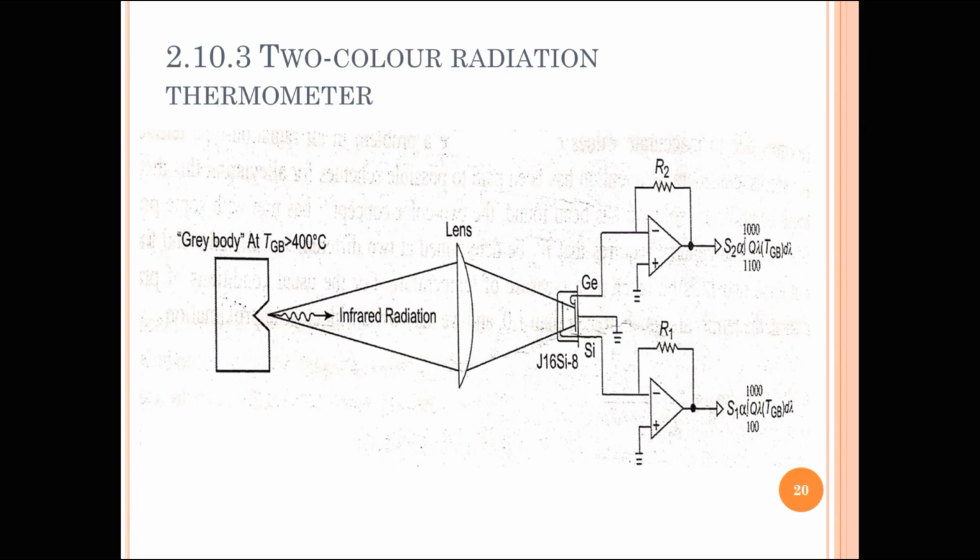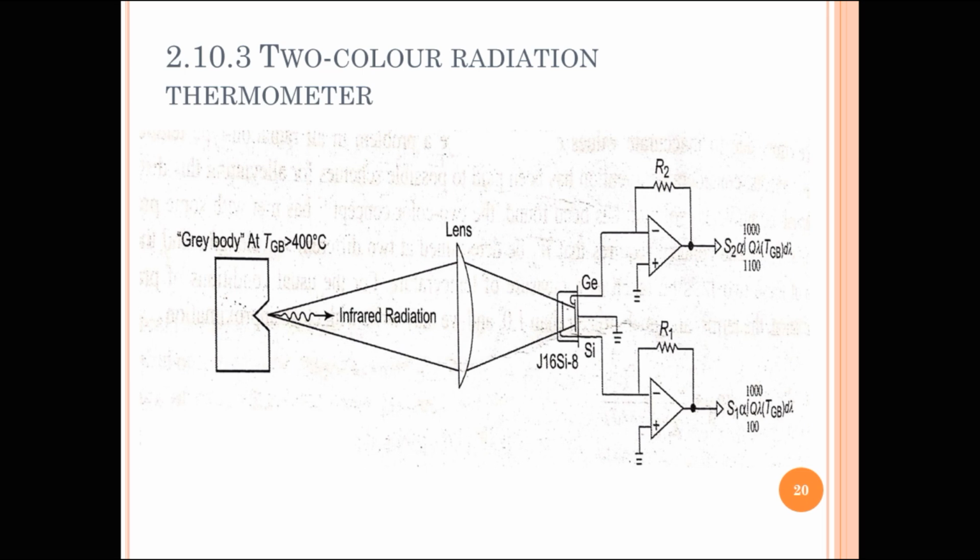Next one is two-color radiation thermometers. Since errors due to inaccurate values of emittance are a problem in all radiation type temperature measurements, considerable attention has been paid to possible schemes for alleviating this difficulty.